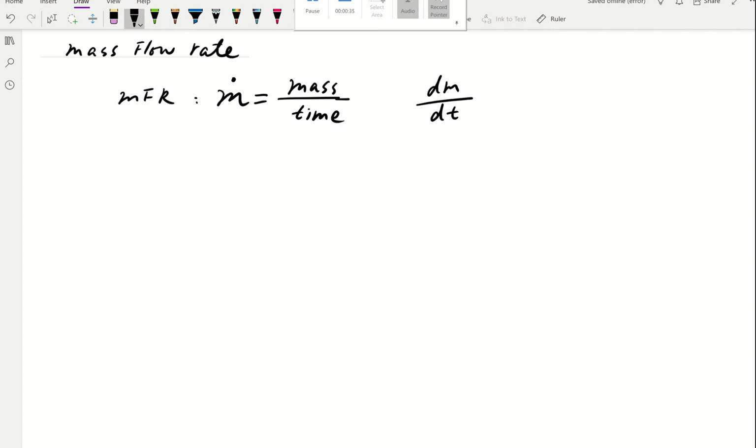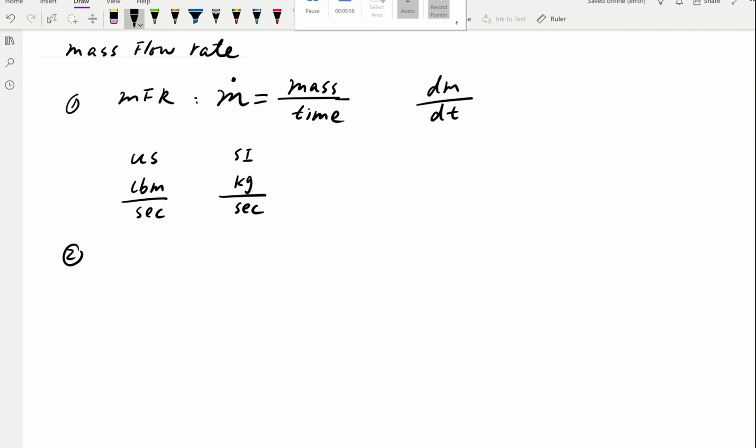Knowing that, the US unit for mass flow rate will be pound mass per second. And for the SI unit, the metric system, it will be how much kilogram of mass is passing through every second.